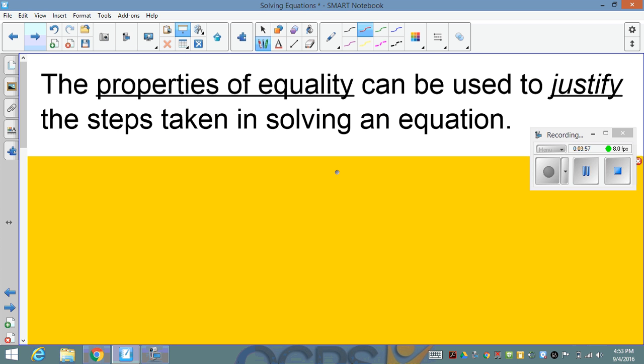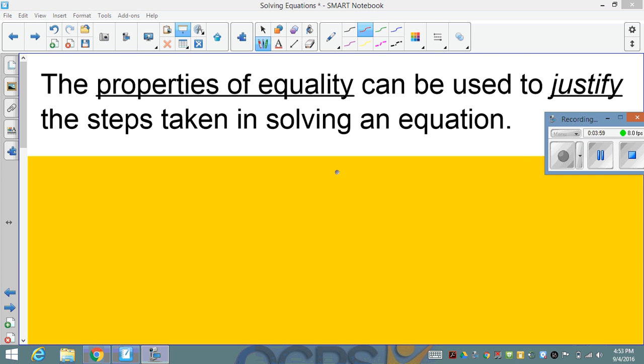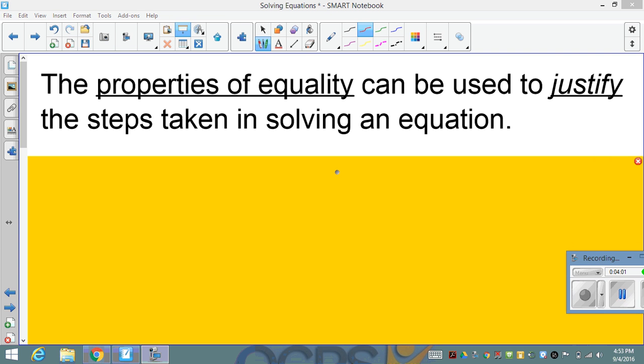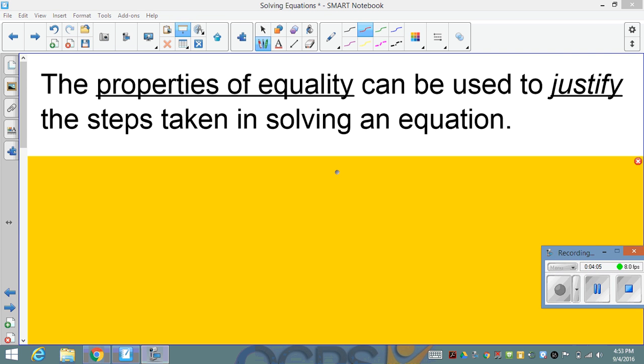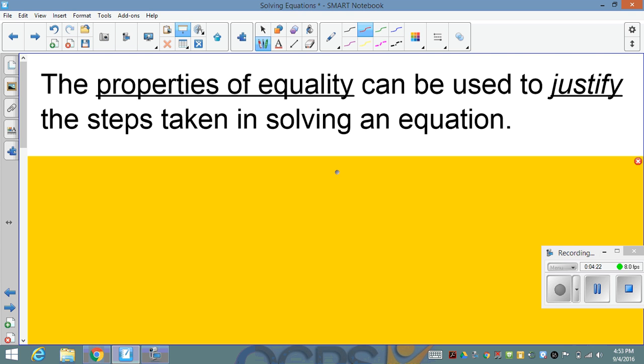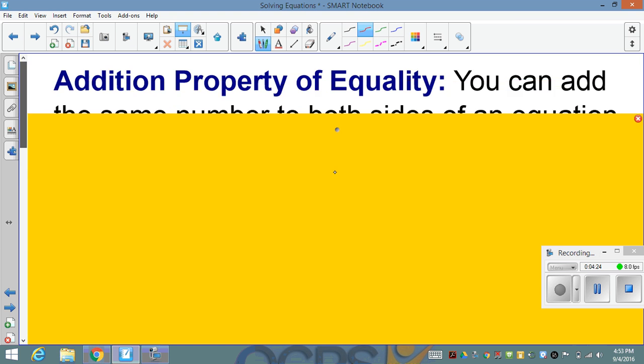Oh, actually, no, we're not. I forgot. We have to talk about our properties of equality because it's our properties of equality that actually allow us to do our solutions. So, the properties of equality can be used to justify the steps taken in solving an equation. So we want to be able to say, I did that because... So there are 4 properties of equality. And this is quite a bit of writing, but it's important, so I do want you to write it down.